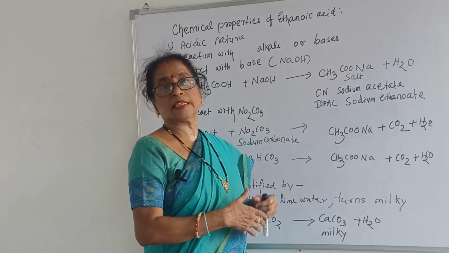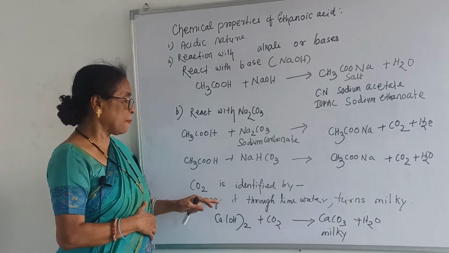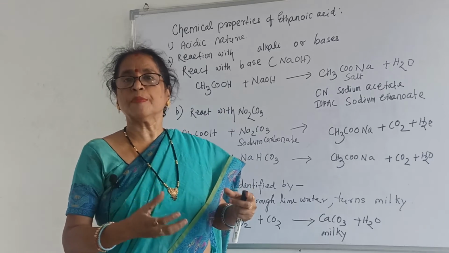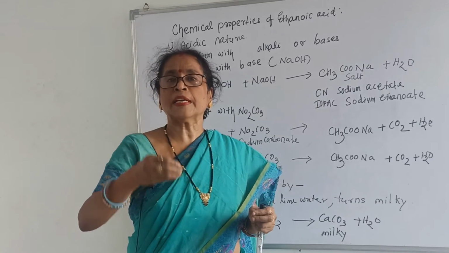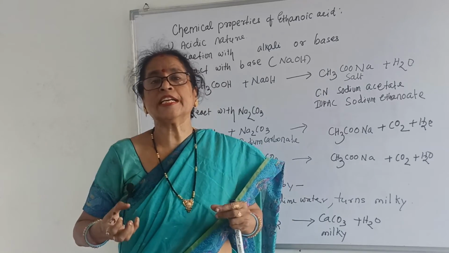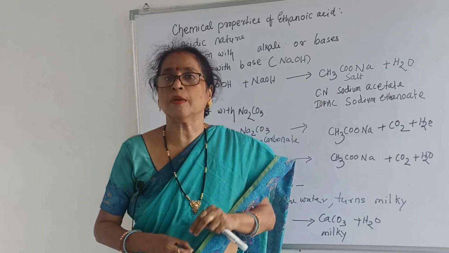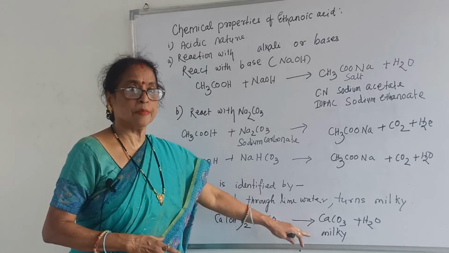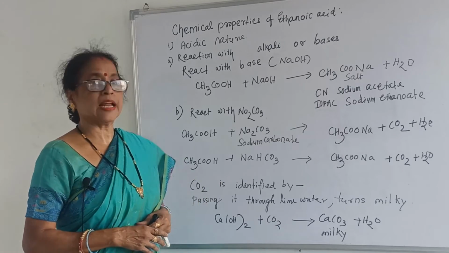How can you say that it is carbon dioxide? That is a very important test. Carbon dioxide is identified by passing it through lime water. What is lime water? You know it from before. Lime water means calcium hydroxide in solution form, a clear solution. Calcium hydroxide is added to water, and the upper part of the solution is decanted, and that clear solution is called lime water. When you pass carbon dioxide through lime water, it turns milky. This is calcium carbonate: calcium hydroxide plus carbon dioxide gives calcium carbonate and water.